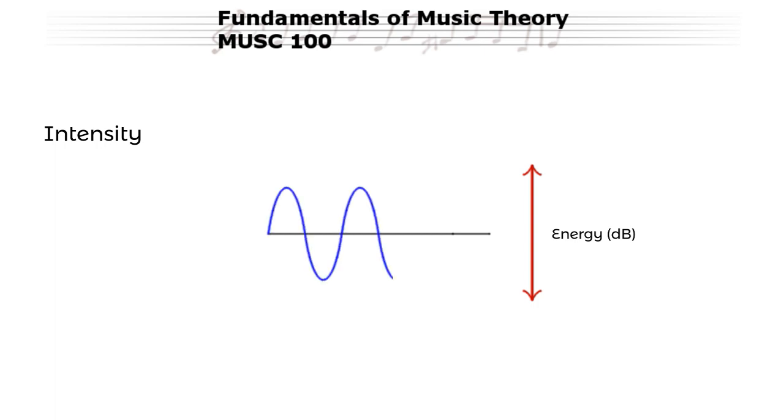Let's go back to our sound wave graph and look at another dimension. To help us visualize the intensity of the sound, the vertical axis on the graph represents the amount of energy in the wave. A sound wave that is taller has more energy and is louder. A sound wave that is shorter has less energy and is softer.